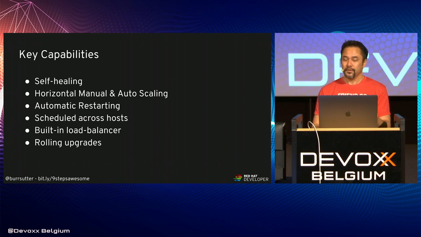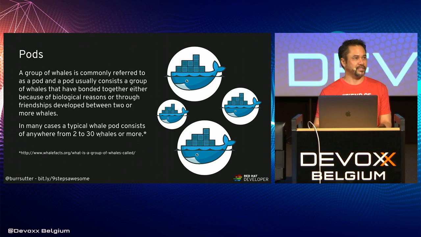Okay, so some key capabilities: self-healing, and we'll see some of that. Horizontal scaling, automatic restarting, and that's a very important aspect of this as well. In other words, it looks for the health and readiness of your application. If it is not healthy, it'll restart it automatically, and that becomes very important later on. And then you're going to also schedule across multiple hosts. It has built-in load balancers. It has rolling upgrades and lots of cool stuff.